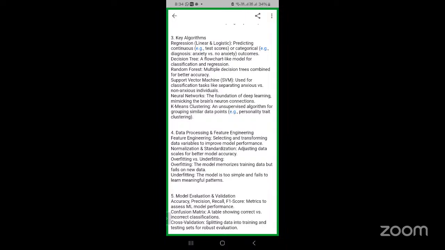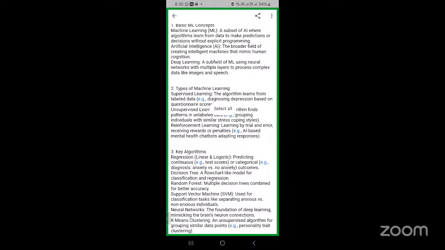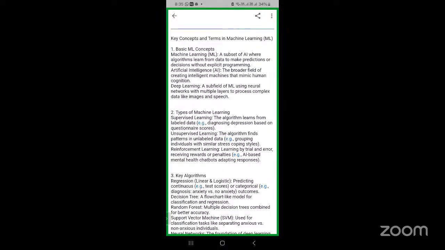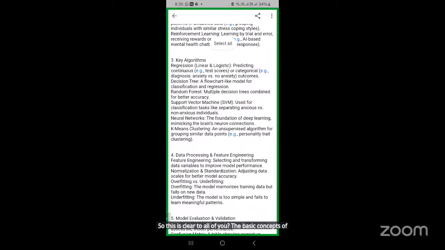Therefore, it is always better to collect a large number of data for developing the model. And data should follow the normal distribution. So this is clear to all of you, the basic concepts of machine learning.